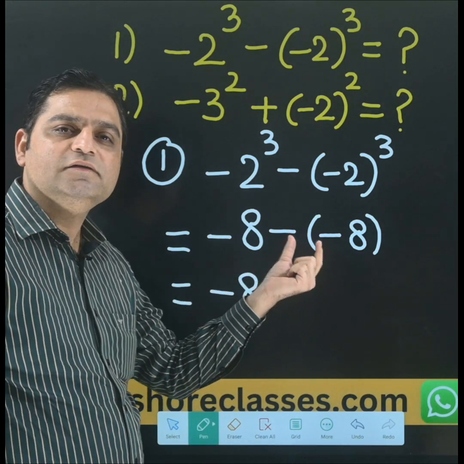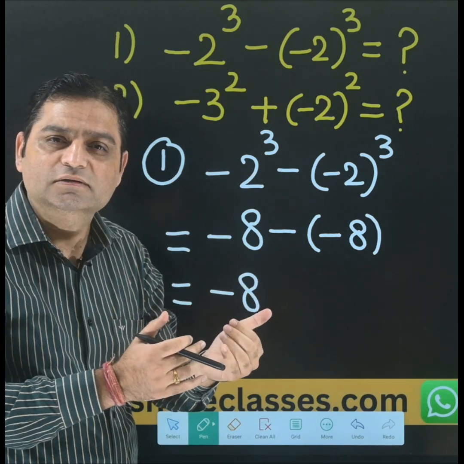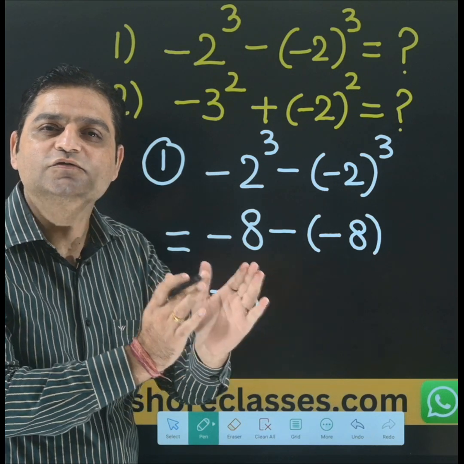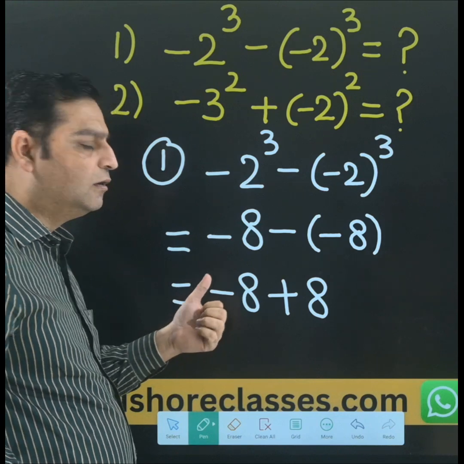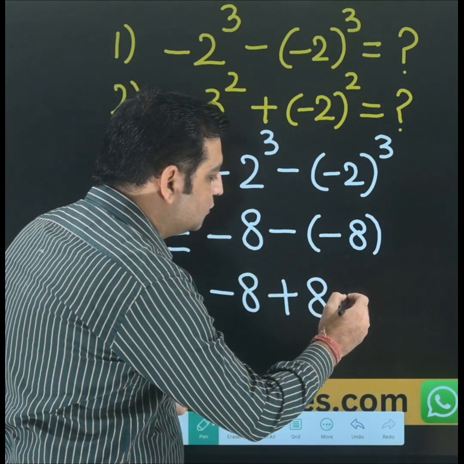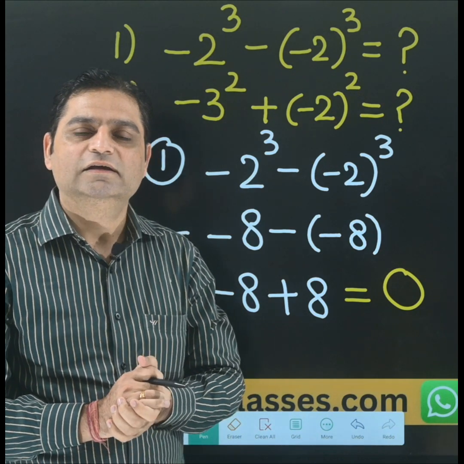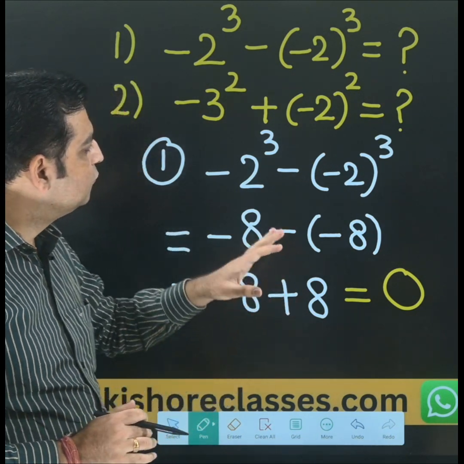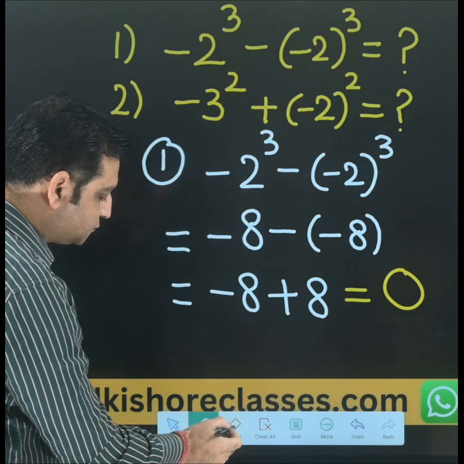Now see, minus and minus, when two signs come together in the case of multiplication, minus and minus becomes plus. So it becomes plus 8. Now minus 8 and plus 8 becomes 0. So the final answer for this question is 0. I hope you are able to understand the first question. Let's move to the second question now.